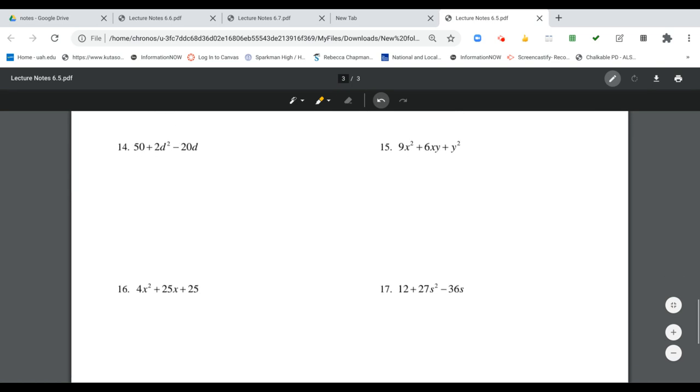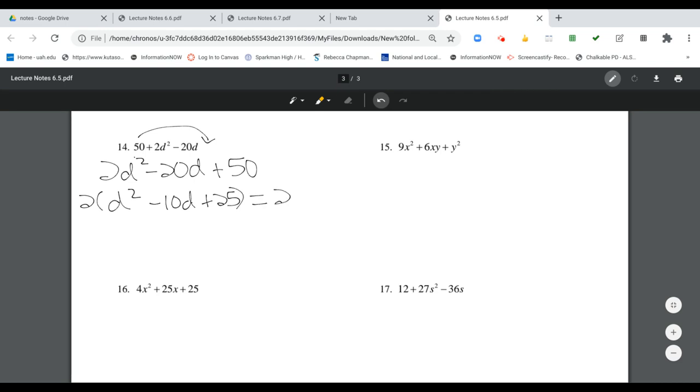All right, for number 14, we do not have the terms in order, so I need to drop that 50 to the back. So 2d squared minus 20d plus 50. Now I do have a greatest common factor of 2. All my numbers are divisible by 2, so I'm going to pull that 2 out and put the reduced trinomial back. If I can go any further, my final answer should look like this. If I cannot go any further, then this would be my final answer, but at least I have to try.